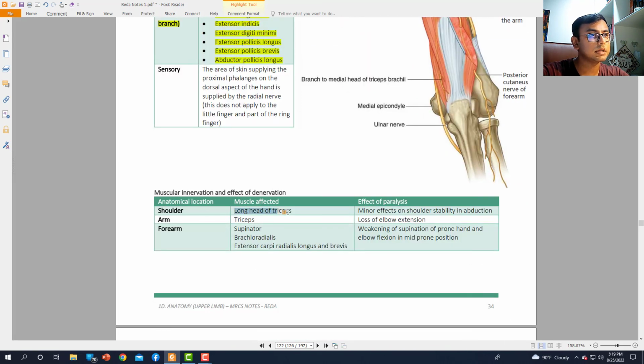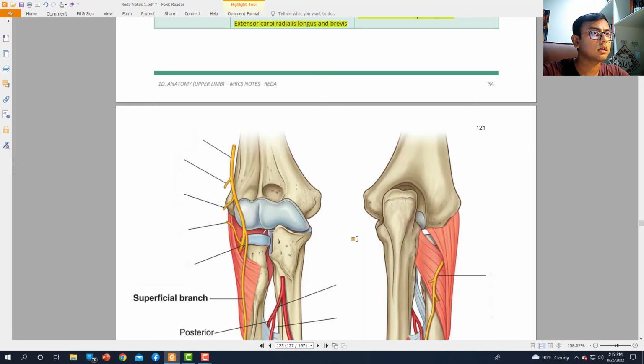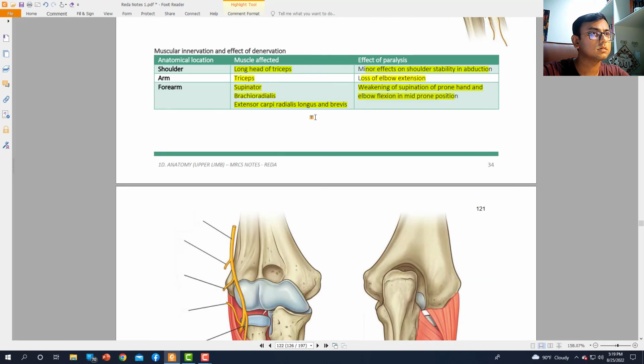Shoulder: long head of triceps, minor effect on shoulder stability and abduction. Triceps: loss of elbow extension. Forearm: supinator, brachioradialis and extensor carpi radialis longus and brevis, weakening of supination, prone hand, elbow flexion, intermediate prone injury. Just, it is very important.